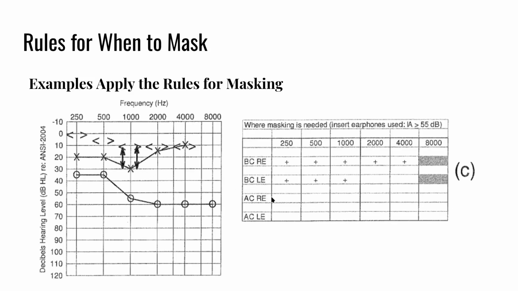So we need to obtain bone conduction thresholds for the right ear across the board, and then bone conduction thresholds for the left ear from 250 to 1000 Hertz because we have an air-bone gap greater than 10 dB.